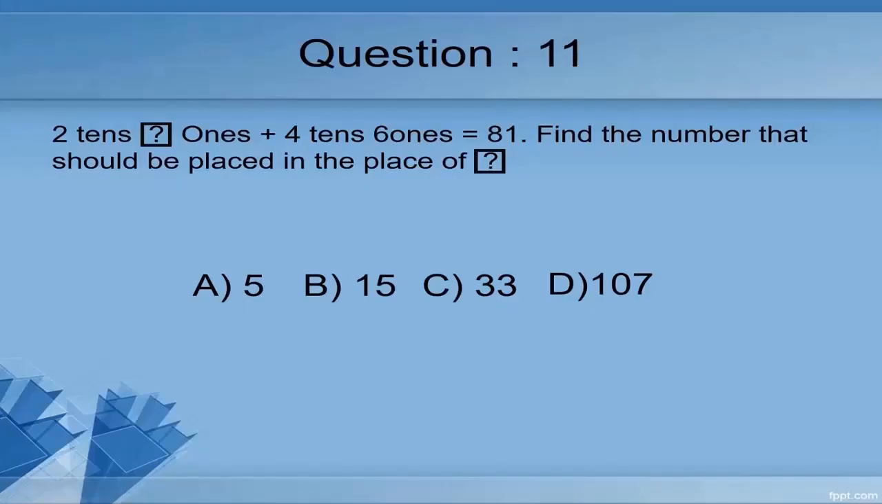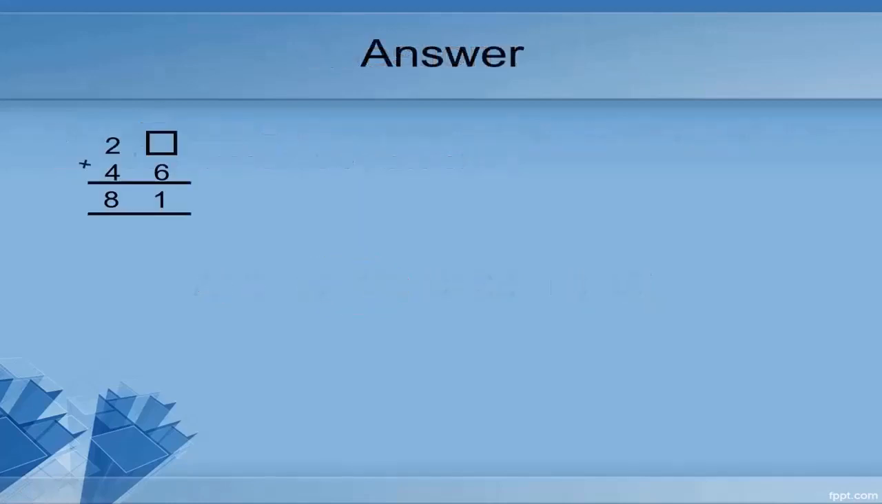Now question number 11. 2 tens box ones plus 4 tens 6 ones is equal to 81. Find the number that should be placed in the place of box. The answer to this one is 15. Now let us see how. So first, they are asking ones here. And the sum is always greater than the number being added. But here the number is not being greater. So we will assume this as 11.